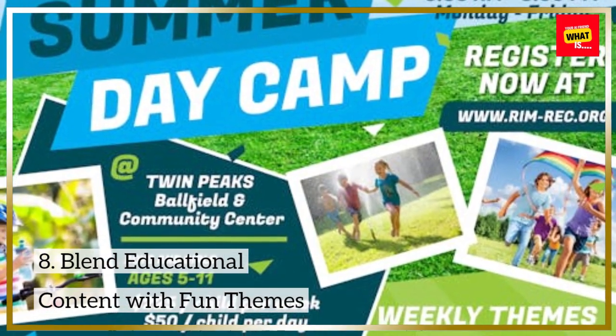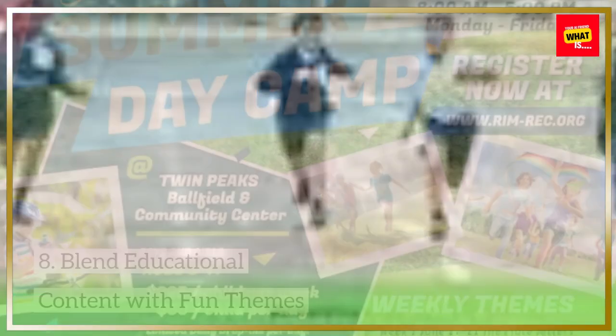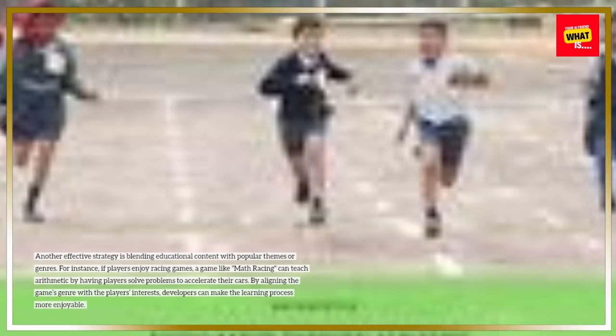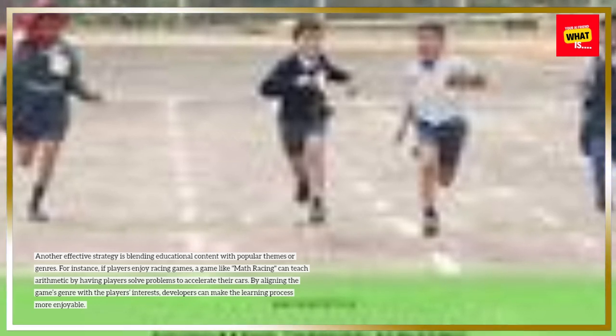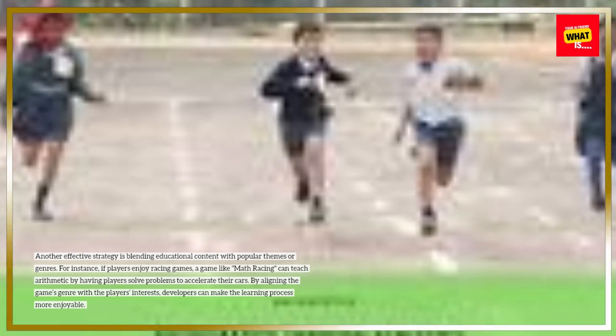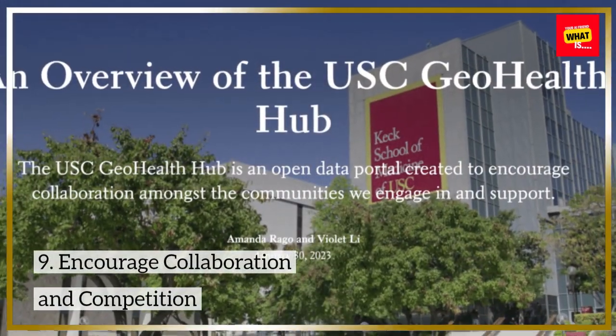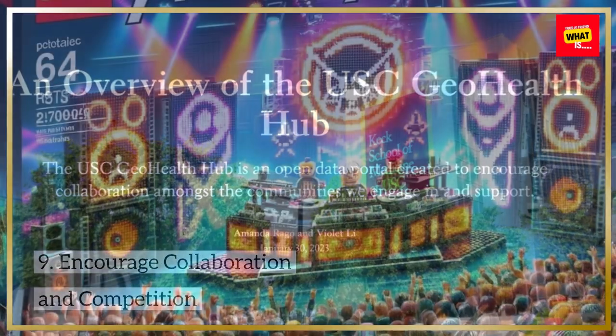8. Blend educational content with fun themes. Another effective strategy is blending educational content with popular themes or genres. For instance, if players enjoy racing games, a game like Math Racing can teach arithmetic by having players solve problems to accelerate their cars. By aligning the game's genre with the player's interests, developers can make the learning process more enjoyable.